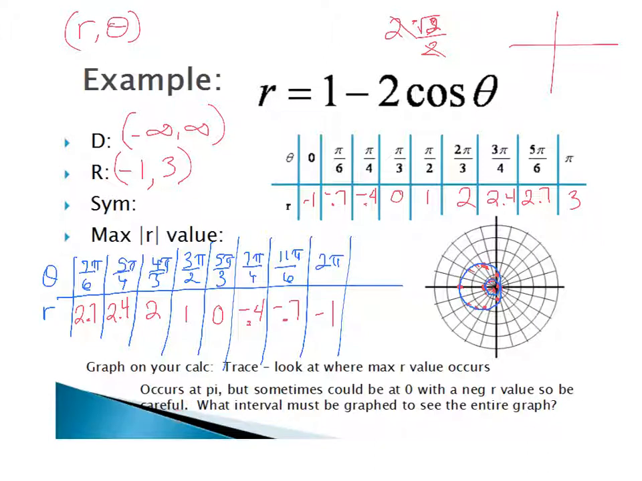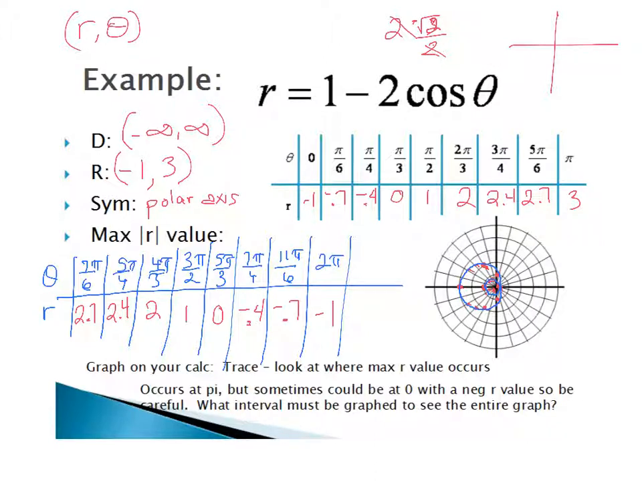So keep that in mind. Don't trust the graph when you're doing that. All right, now that we have talked about the range and the symmetry, you can just glance at it. Oh, it looks like it's x-axis symmetry. We don't call it x-axis symmetry. We call it polar axis symmetry.